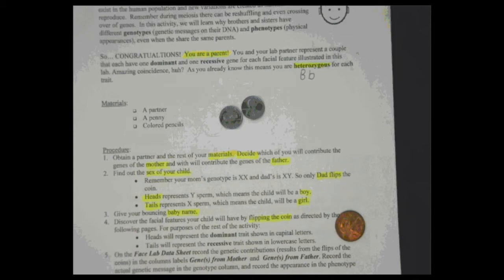Once you've done that, step 3 says to give your baby a name. So on your Face Lab data sheet, go ahead and write your child's name at the top right, and then you and your partner's name at the top left. Make sure that you circle the gender of your baby on the far right.